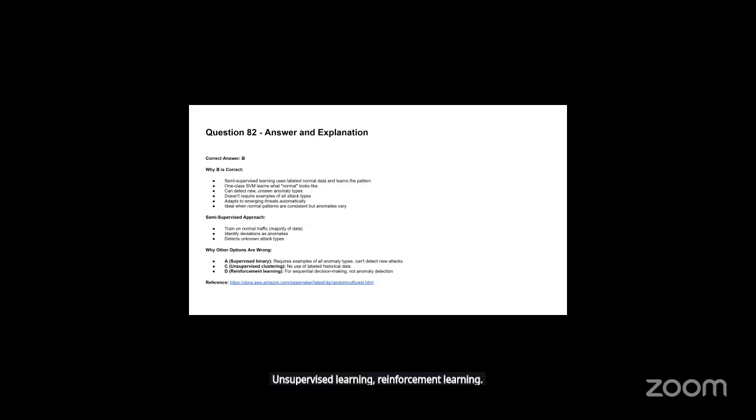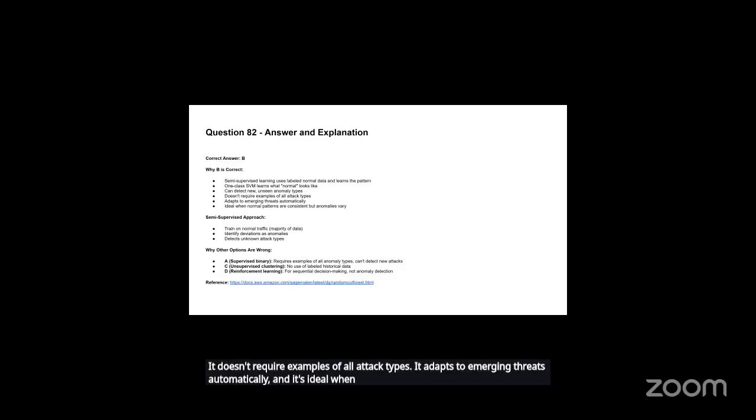B. Semi-supervised learning uses labeled normal data and learns the pattern. One class SVM learns what normal looks like. It can detect new unseen anomaly types. It doesn't require examples of all attack types. It adapts to emerging threats automatically, and it's ideal when normal patterns are consistent but anomalies vary. Semi-supervised trains on normal traffic, which is the majority of data. It identifies deviations as anomalies and it detects unknown attack types.